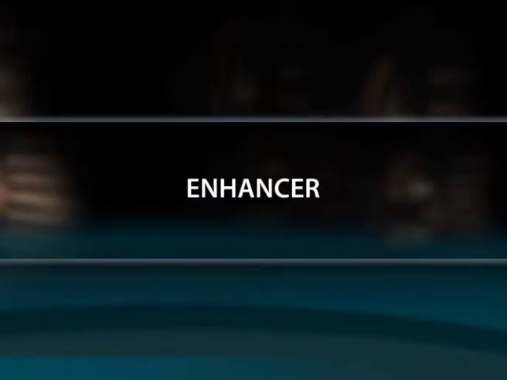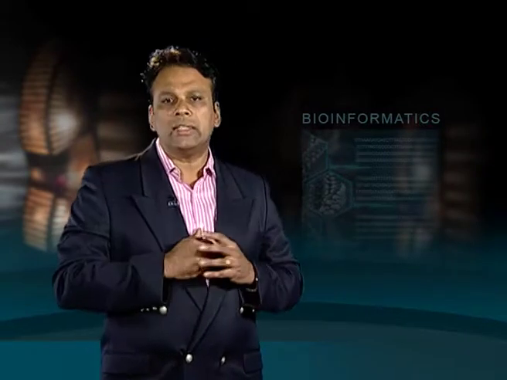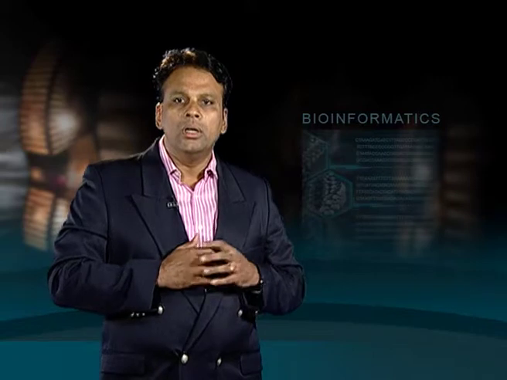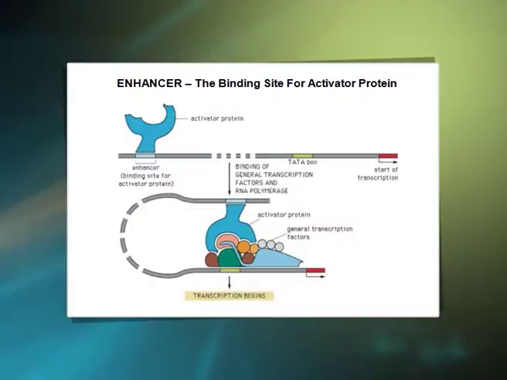Enhancer. An enhancer is a DNA element that can enhance transcription. It may be located either upstream or downstream of the transcriptional initiation site. However, most of them are located upstream. In prokaryotes, enhancers are quite close to the promoter, but eukaryotic enhancers could be far from the promoter.